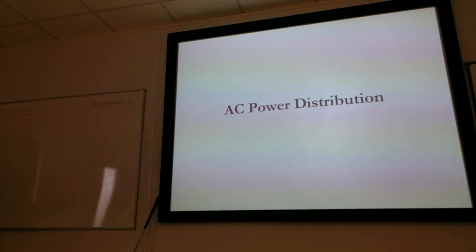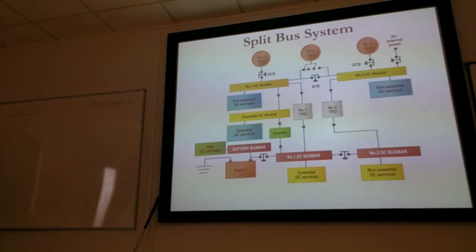Let's distribute some of this power around the aircraft then. We're going to have a split bus system looking remarkably like we saw on the split bus system for DC. We've still got a battery at the bottom. We've still got a battery bus bar and vital DC services. We've still got the essential services from the number 1 DC bus bar, and we've got non-essential from the number 2 DC bus bar. And they've got their own bus tie. So that's the DC taken care of.